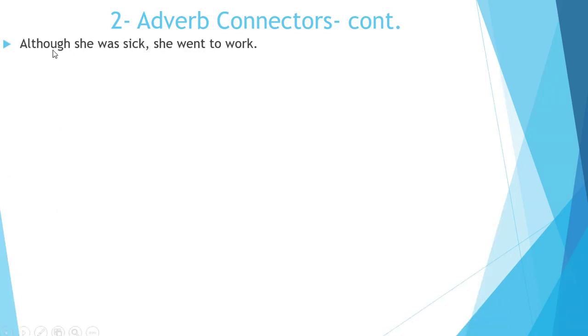Anyways, this is an example. "Although she was sick, she went to work." Although subject verb, comma, subject verb. This is equal to "She went to work although she was sick." Subject verb, connector, subject verb.